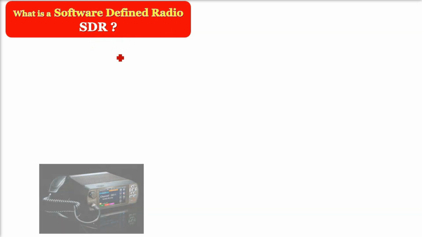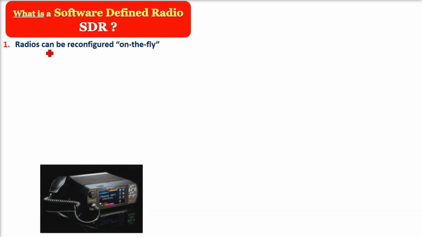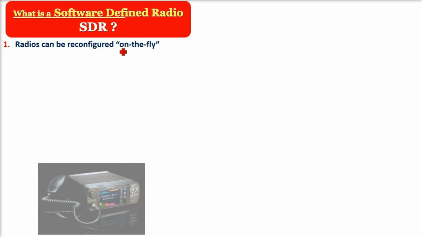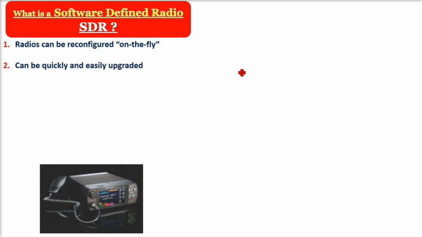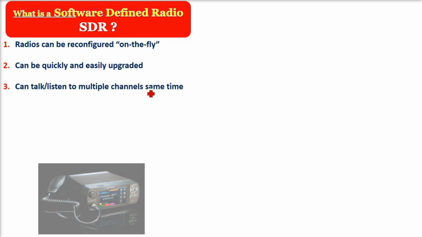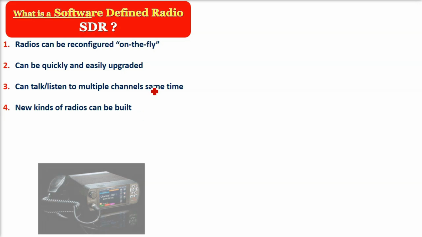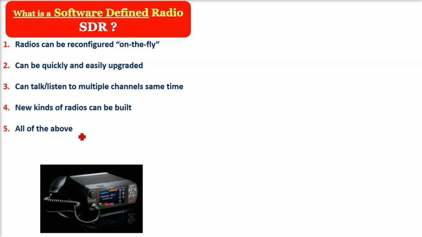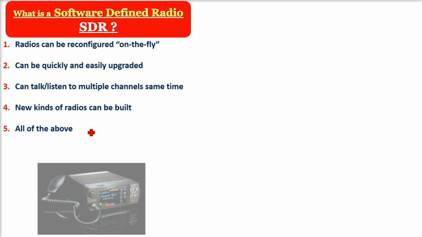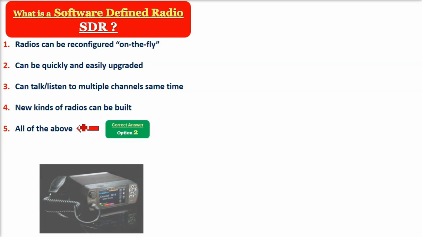SDR. Now what is this SDR? The options we have: first, radios can be reconfigured on the fly. The second option is can be quickly and easily upgraded. Then we have can listen and talk to multiple channels at the same time. Then new kinds of radios can be built. The final option is all of the above. Now the correct answer, which you are judging perfectly, is all of the above.